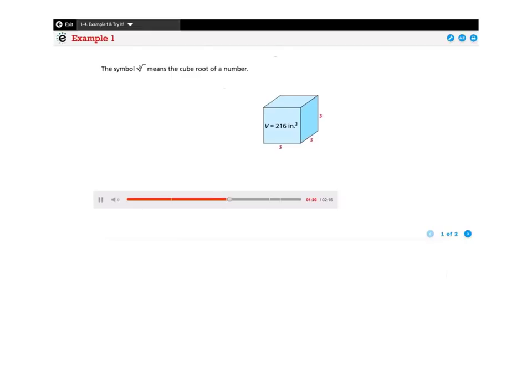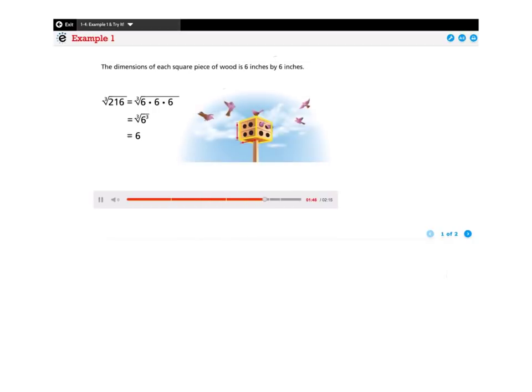This symbol means the cube root of a number. The cube root of 216 is equal to the cube root of 6 times 6 times 6, which equals the cube root of 6 cubed. Taking the cube root and cubing a number are inverse operations. So the cube root of 6 cubed is equal to 6. The dimension of each square piece of wood is 6 inches by 6 inches.